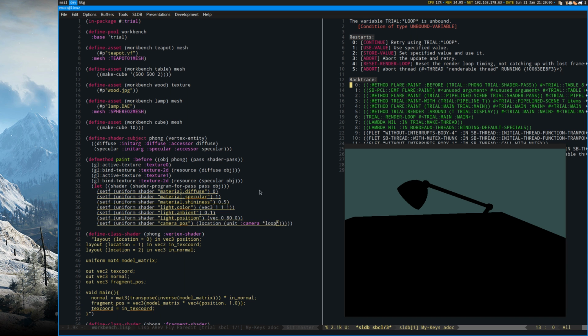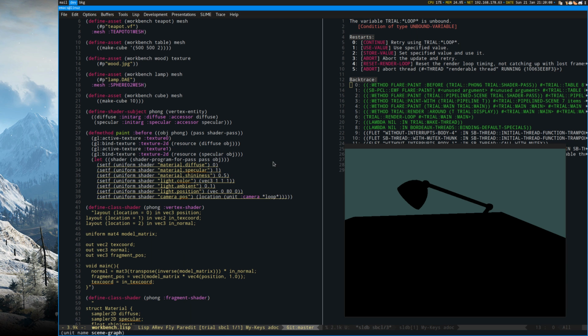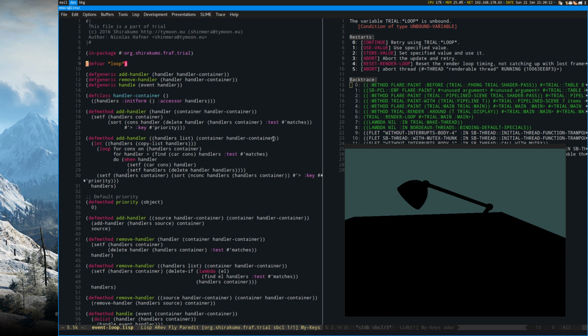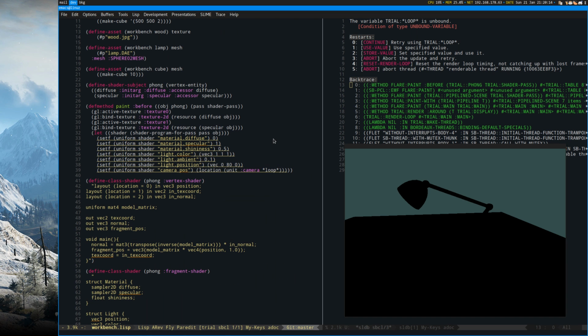Wait, what? Why is it unbound? It should be bound during... Why is this unbound? That makes no sense. Wait, yes it does, it makes sense. Another problem that I don't know how to fix.